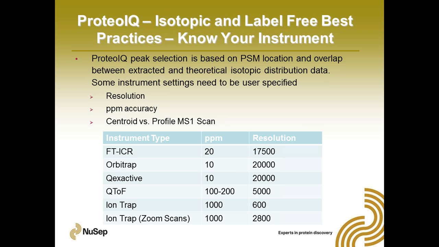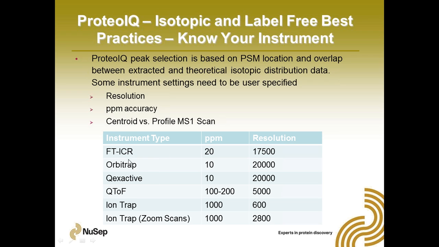All right, the other key thing you need to know about setting up an isotopic or label-free project is we need to know some instrumentation information now. So you have to have some idea of how your precursor scans were acquired based off of your instrument parameters. We need to know resolution. ProteoIQ needs to know the parts per million mass accuracy. This is the precursor, so it's the window around the precursor monoisotopic mass for peak picking. And we also need to know if it's a centroid or profile MS1 scan or precursor scan.